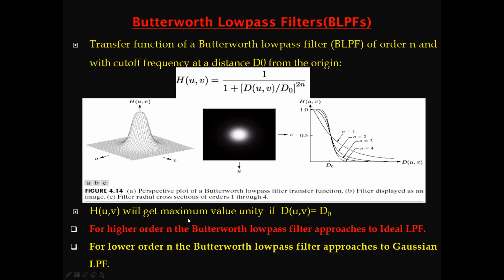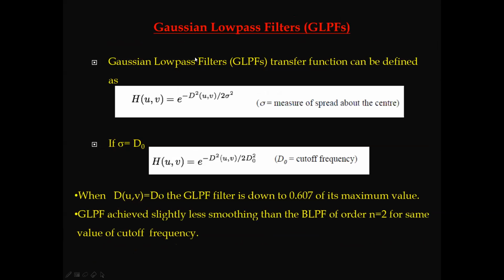So H(u,v) will get a maximum value, that is unity, if D(u,v) equals D0. For higher order n, the Butterworth low pass filter approaches the ideal low pass filter. For lower values of the order n, the Butterworth low pass filter approaches the Gaussian low pass filter. So the Gaussian low pass filter GLPF's transfer function can be defined as H(u,v) equal to e to the power minus D squared(u,v) by 2 sigma squared. Sigma is the measure of spread about the center.